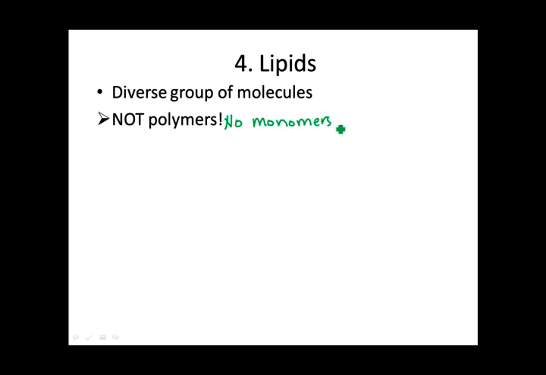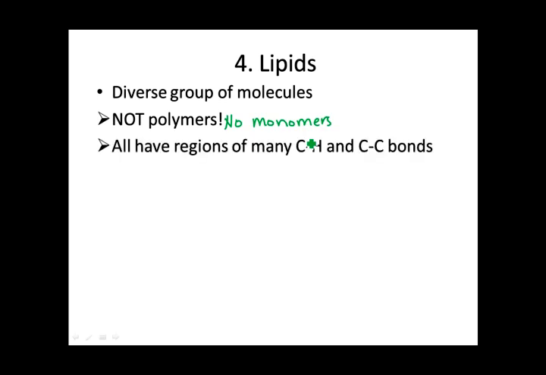Okay, so we're not going to link together a bunch of monomers to make a polymer, and it's going to be a lipid. That doesn't happen. But one thing that they do have in common is that they have regions of many carbon-hydrogen and carbon-carbon bonds. And hopefully you recall that these bonds, because those two elements have equal electronegativity, and of course carbon-carbon have equal electronegativity, they are nonpolar, and that makes the molecule have a significant hydrophobic characteristic.